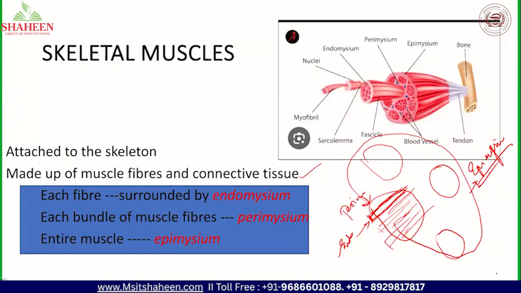So the basic unit of a muscle is a muscle fiber. That muscle fiber is surrounded by endomysium. The bundle of muscle fibers is surrounded by the perimysium, and the entire muscle is covered by an epimysium.